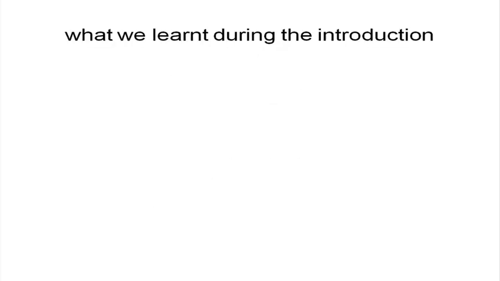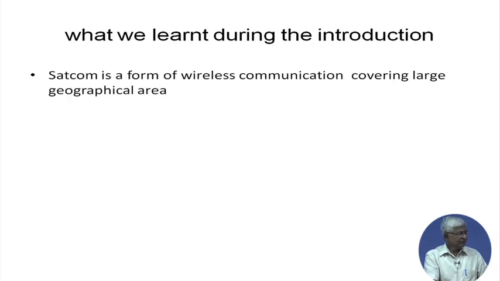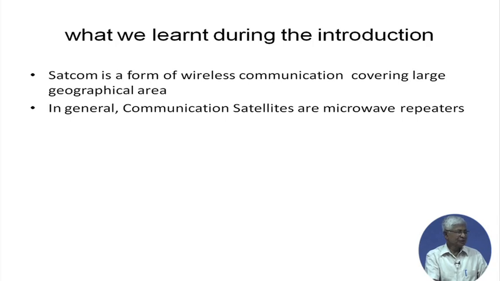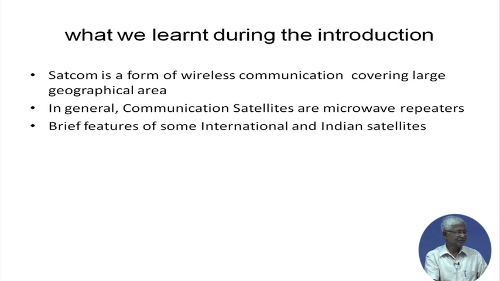In the last lecture we have learned a couple of things in the introduction. One of them is that the satellite is a form of wireless communication, but it covers a large geographical area. That is one of the basic features of satellite communication. In general, we have also seen that communication satellites are microwave repeaters. Other frequencies are also available, but generally it is microwave repeaters.